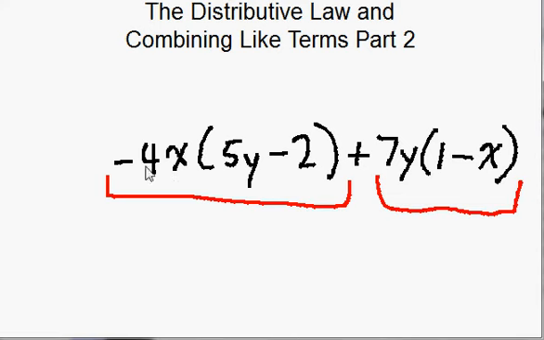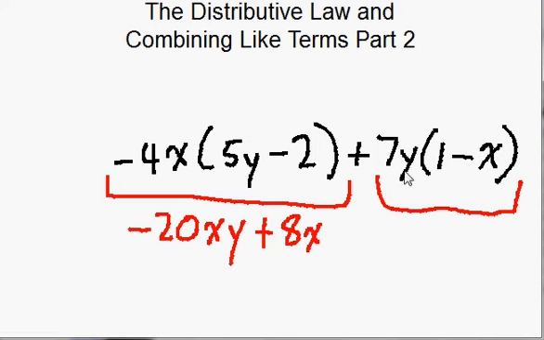Okay, so anyway, negative 4 times 5 is negative 20. Okay, but what do I do with the x and the y? Well, they just get multiplied too. So this whole term is negative 20xy. And then negative 4x times negative 2 is positive 8x. Okay? And then over here, what I've got is 7y, because 7y times 1 is 7y. Then when I multiply by negative x, I just get negative 7yx.